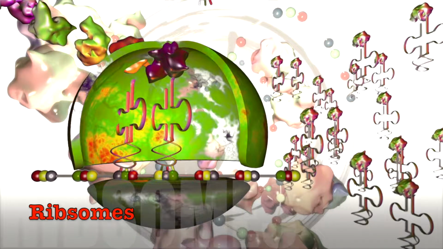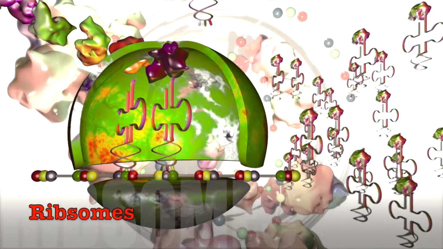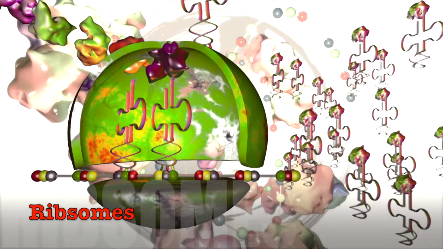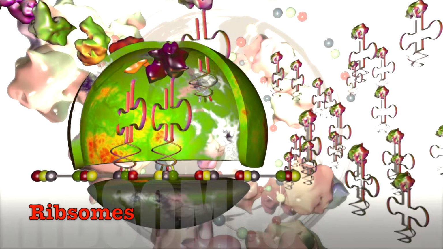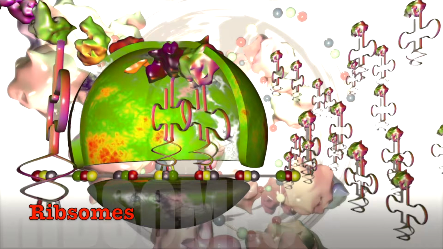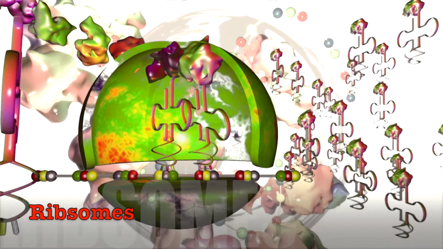Polymerization. During translation, the individual amino acids of the polypeptide chain are polymerized to form a simple protein. A single protein consists of 20 to many thousands of amino acids.